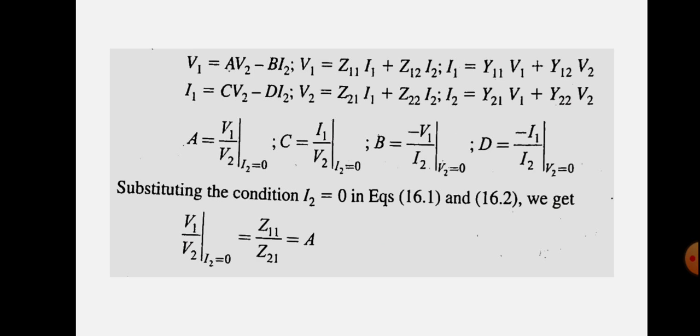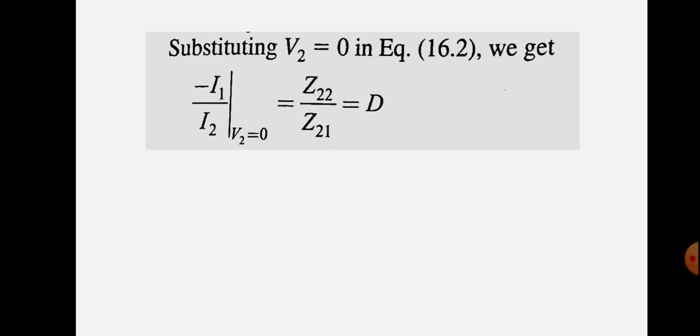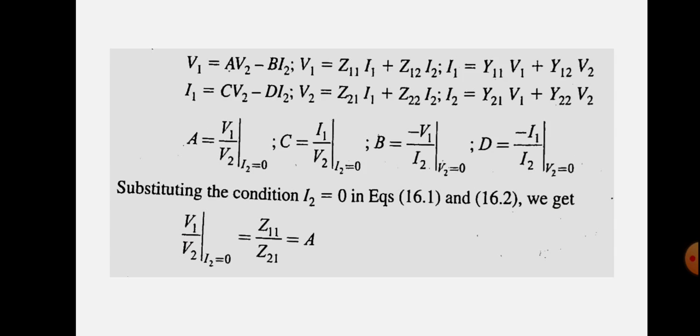Next, what is the parameter? D. You have to find the relationship between D and Z. So the condition you are taking is V2 equal to 0, right? When you are putting V2 equal to 0 and you are proving the relation between ABCD parameter and Z parameter, you have to take this Z parameter equation, and in this equation you have to put V2 equal to 0. Okay, so let us see. When you are substituting V2 equal to 0, what will happen to equation 16.2? This V2 equal to 0, so the right hand side equation will be there. That is Z21 I1 plus Z22 I2 will be equal to 0.